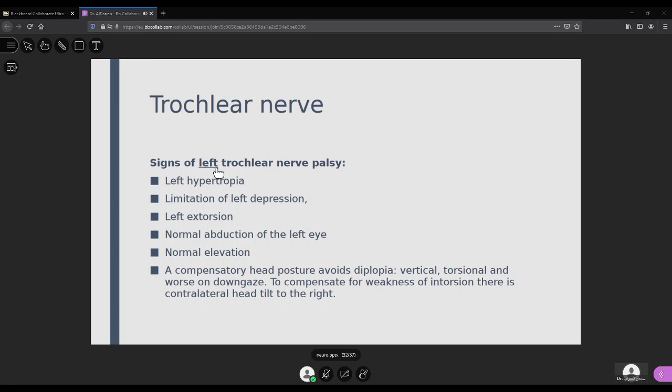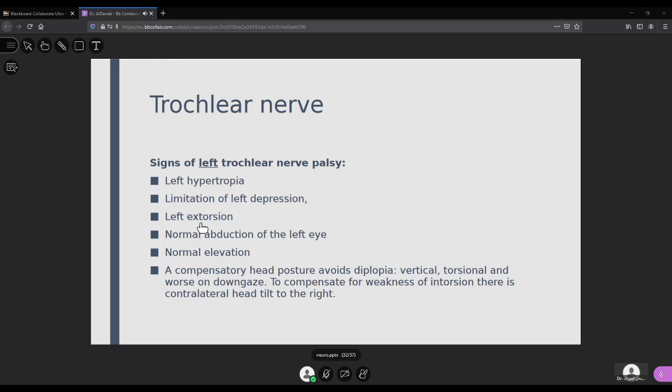Signs of left trochlear nerve palsy: left hypertropia, limitation of left depression. يعني actions of the left superior oblique will be what? Will be lost. Superior oblique will cause what? Depression. صح؟ فراح عندي depression فصار عندي شوي left hypertropia. Limitation of left depression لأني راحت superior oblique.